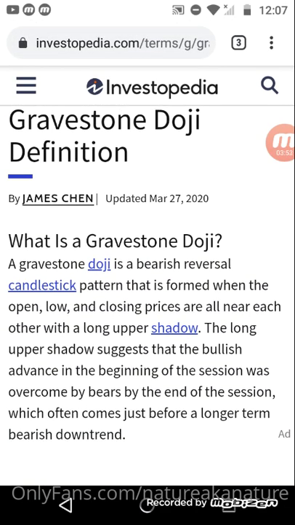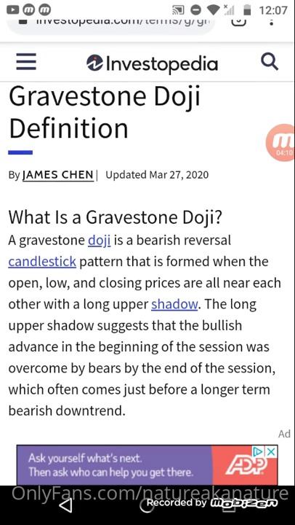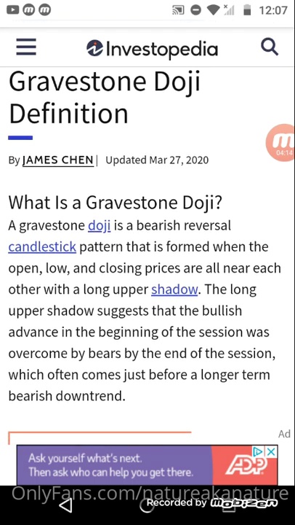All right, so what's a Gravestone Doji? A Gravestone Doji is a bearish reversal candlestick pattern that is formed when the opening, low, and closing prices are near each other with a long upper shadow. The long upper shadow suggests that a bullish advance in the beginning of the session was overcome by bears at the end of the session.